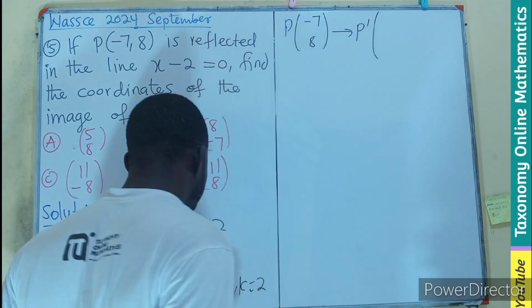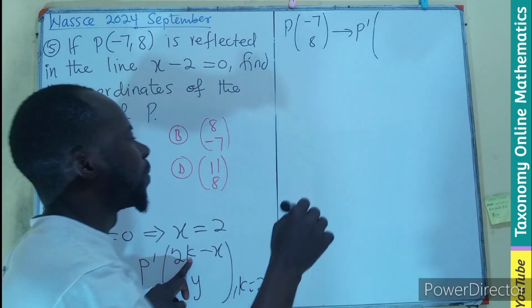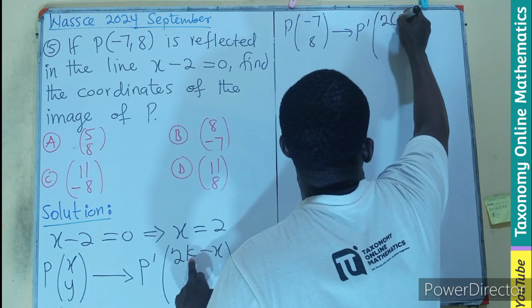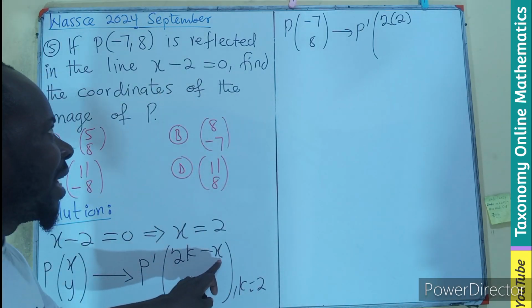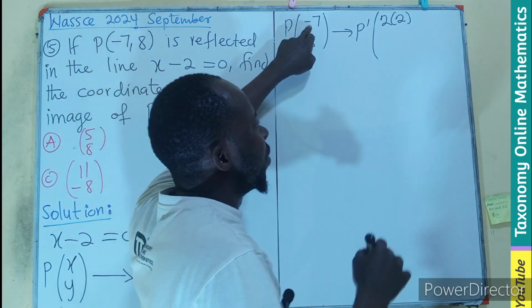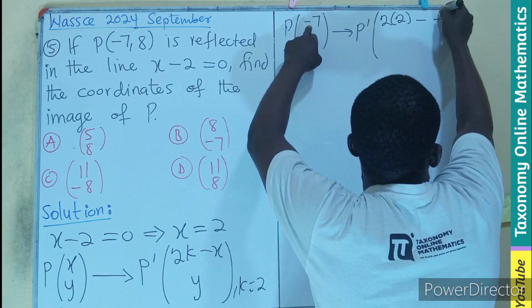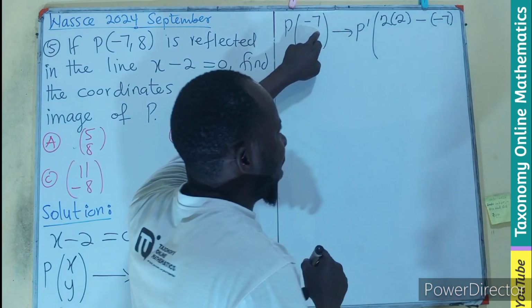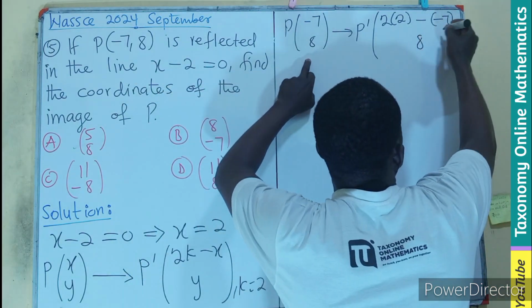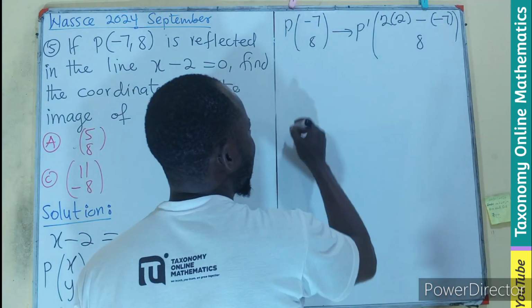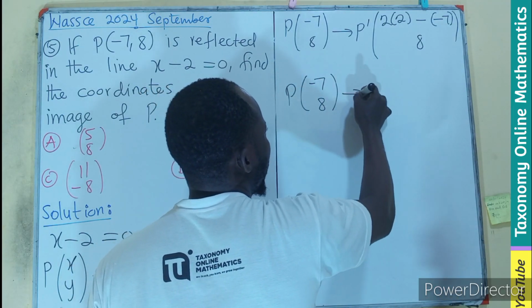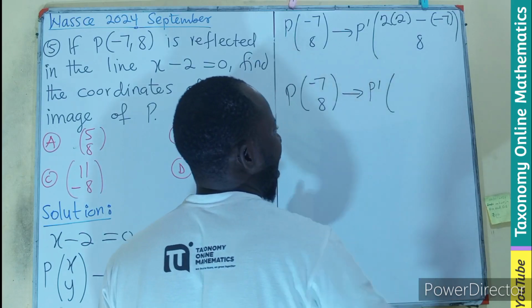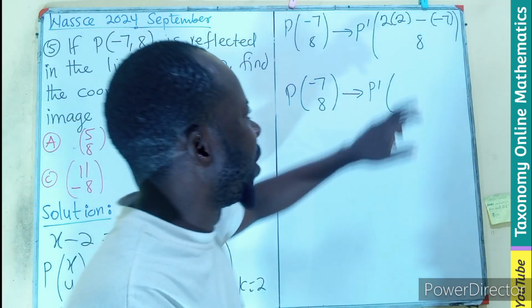So if you substitute your point P, which is having the coordinate -7 and 8, will be translated to the image to be 2 times k, and that 2 will replace the k, which we are having here, then minus x, which is the value we have for x, so minus -7, which is the value of x, then the y remain unchanged.